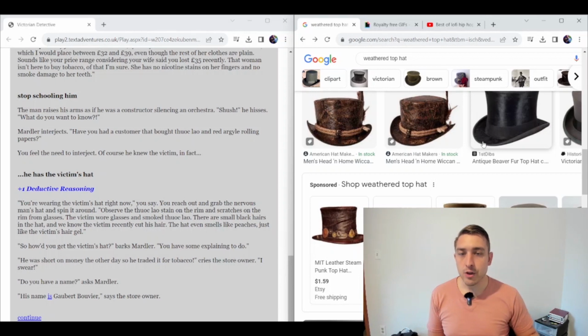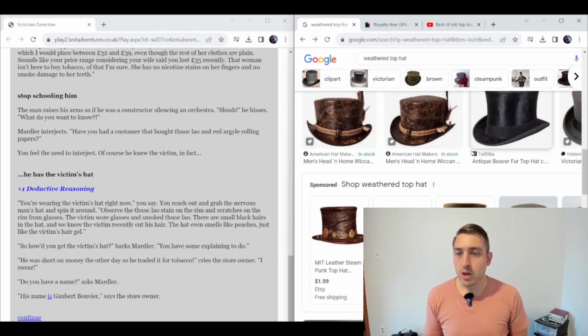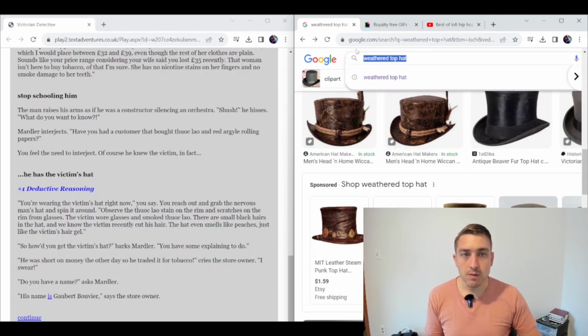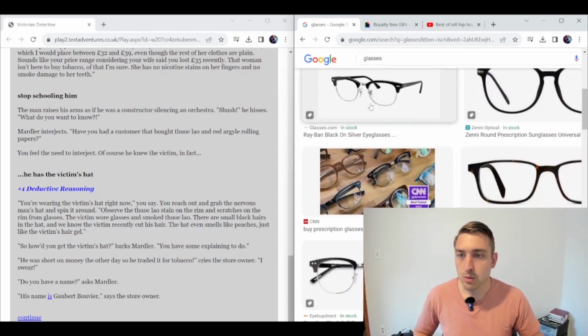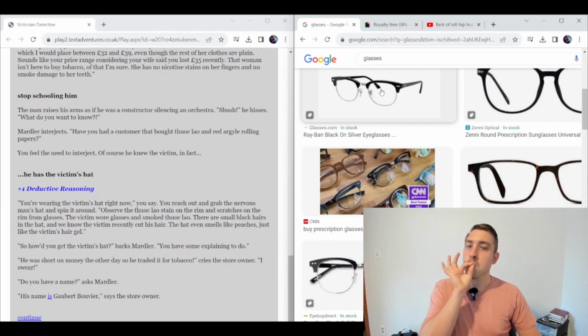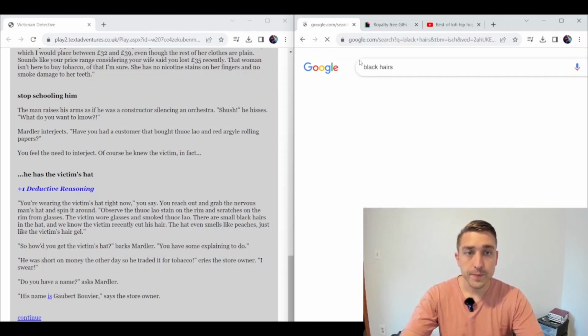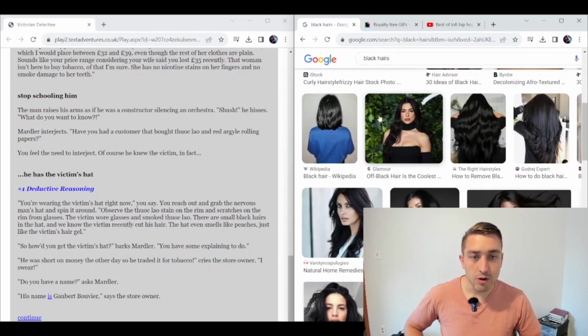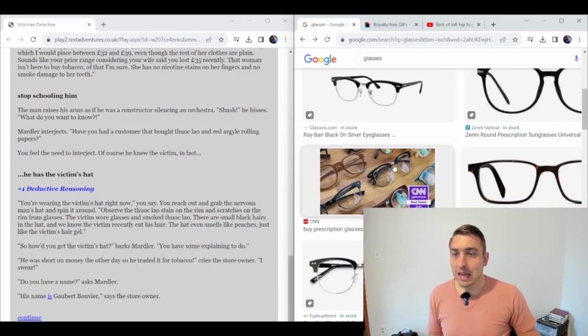Observe the Tuk Lao stain on the rim and scratches on the rim from glasses. The victim wore glasses and smoked Tuk Lao. There are small black hairs in the hat, and we know the victim recently cut his hair.